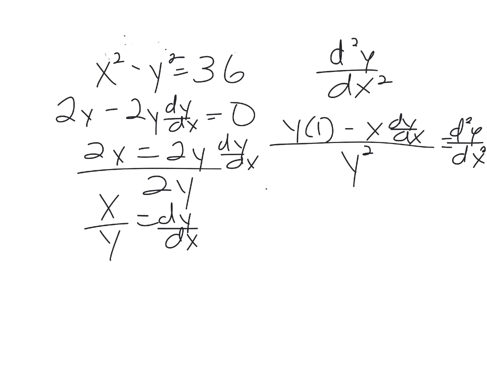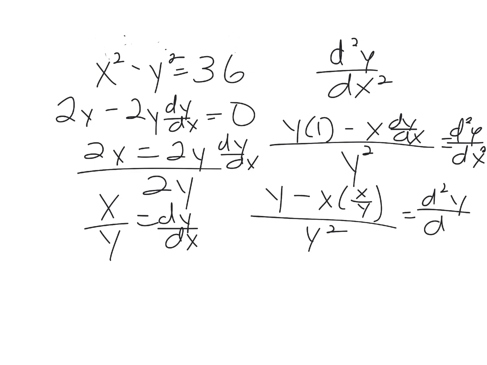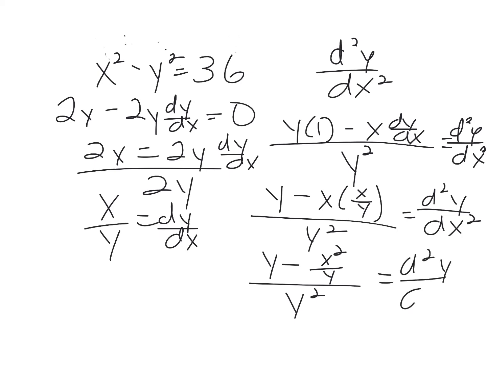So everywhere we see a dy/dx, we must substitute. Anything times 1 is itself, so I'm just going to leave y like that. And then I'm going to put in x over y. And then we're going to get y minus x squared over y, all over y squared. And then I'm going to rewrite this to help us out a little bit.